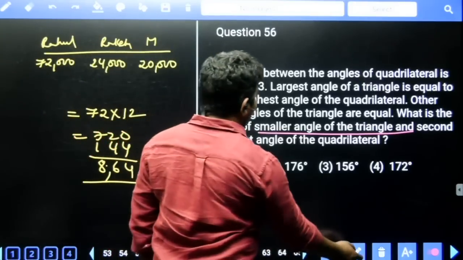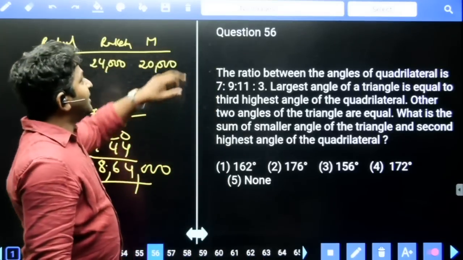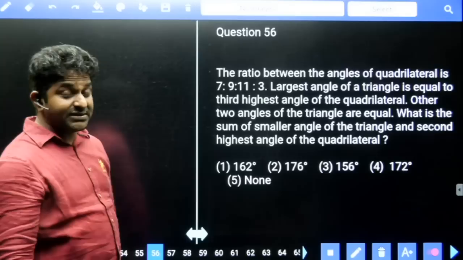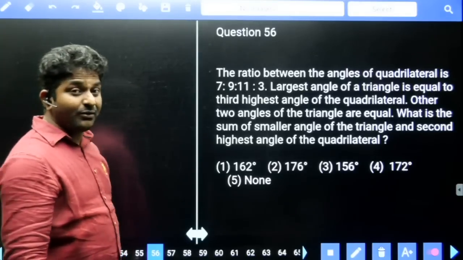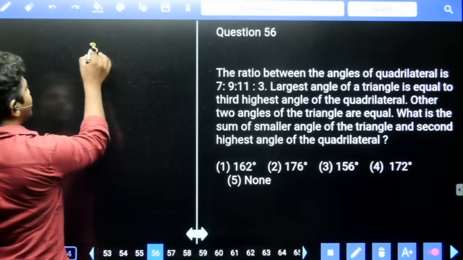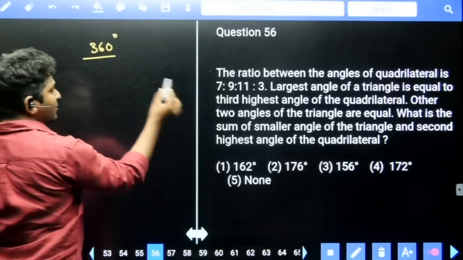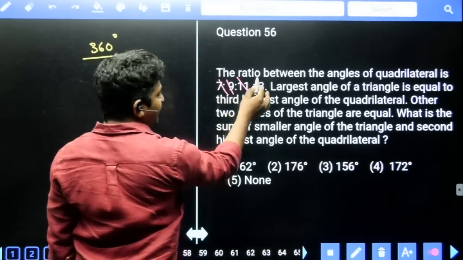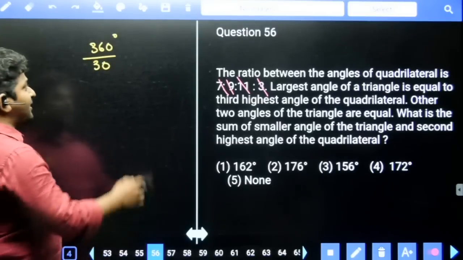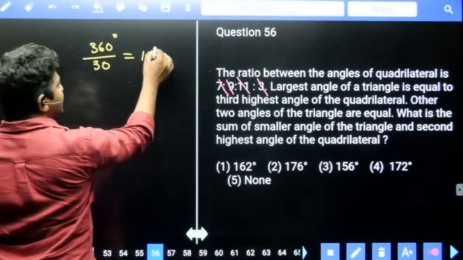The ratio between the angles of a quadrilateral is 7, 9, 11, 3. A quadrilateral has 4 sides. The sum of internal angles should be equal to 360 degrees. 360 degrees divided by 9 plus 11 is 20, 7 plus 3 is 10, 20 plus 10, that is equal to 30 parts. Then one part is equal to 12 degrees.